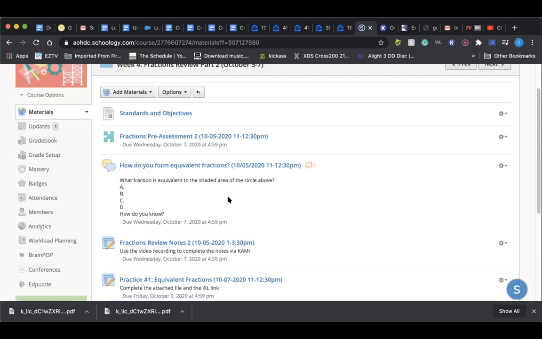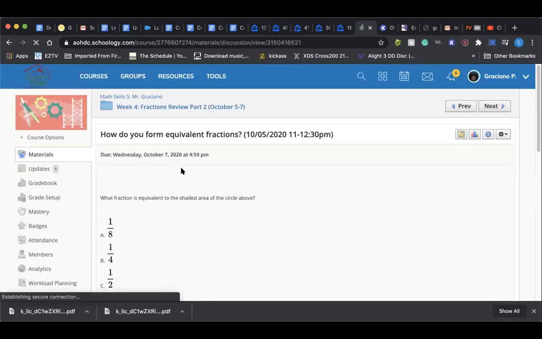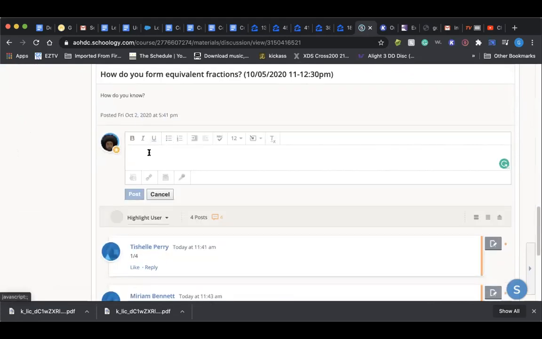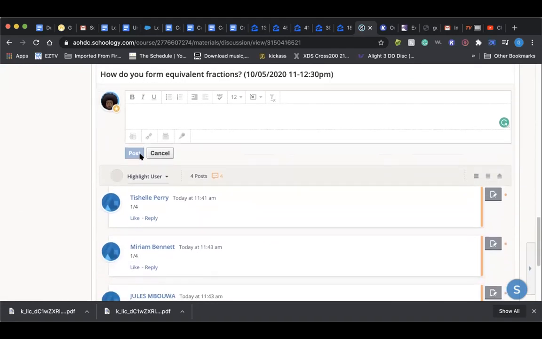Which one was that, Mr. G? 3 9s are 27. 3 8s are 24. So how would we write the answer, Mr. G? Okay, so there should be a little space that says write a comment and just put your comment in there. You can put A, B, or C.